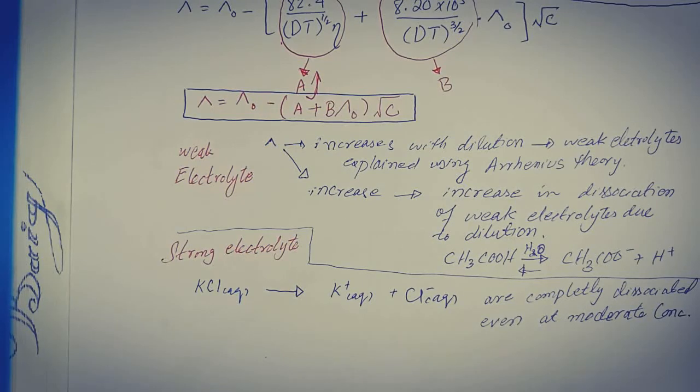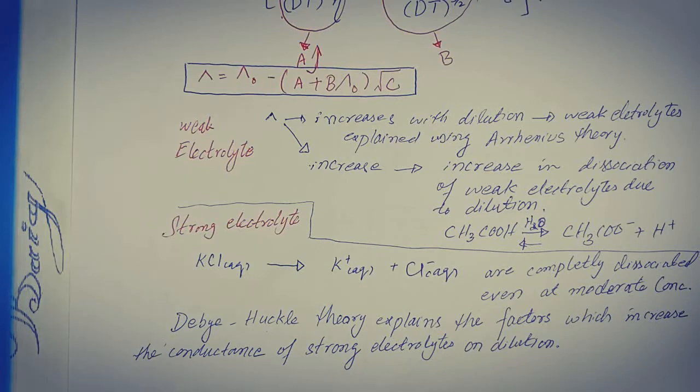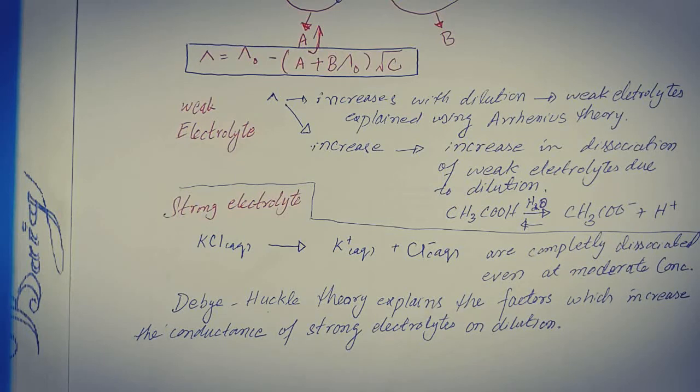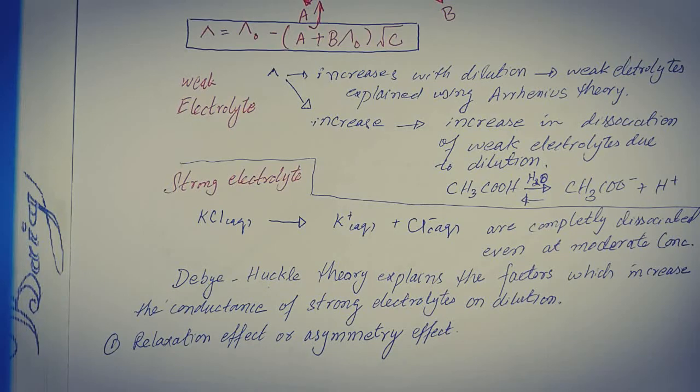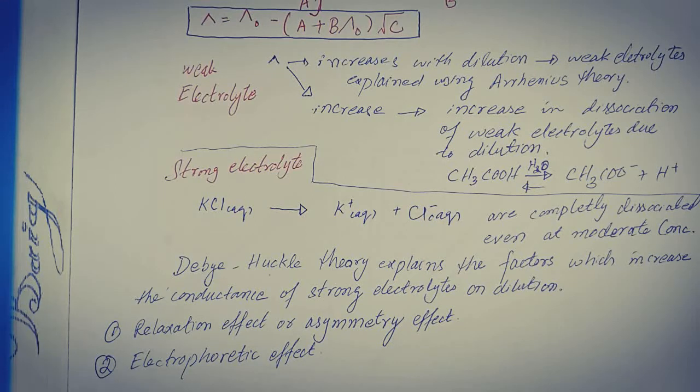This theory, known as Debye-Huckel theory of strong electrolytes, explores those factors which increase the conductance of strong electrolytes on dilution. And what are those major factors? The first one is the relaxation effect or asymmetry effect, and the second one is the electrophoretic effect.